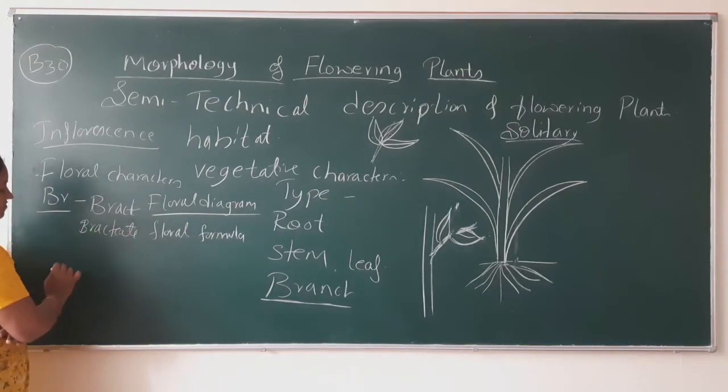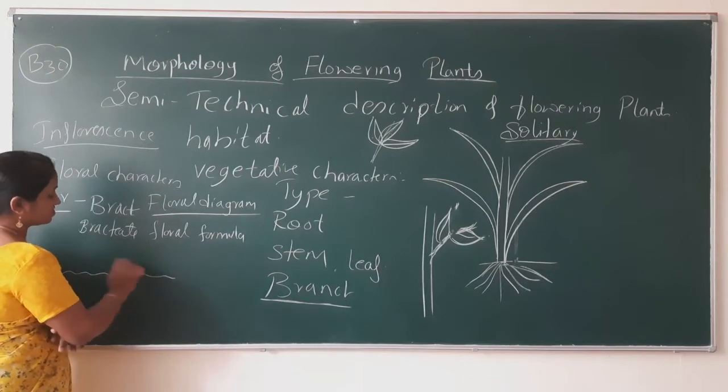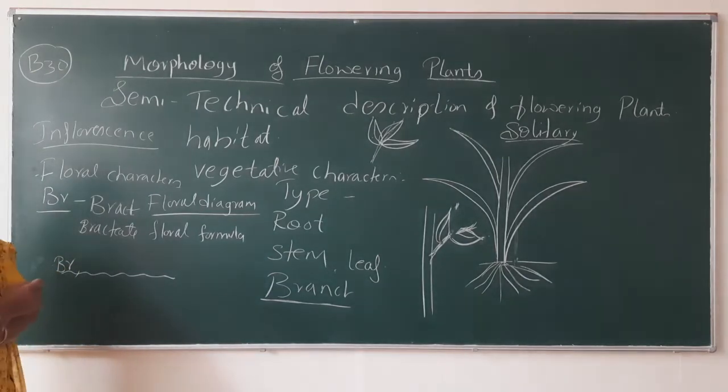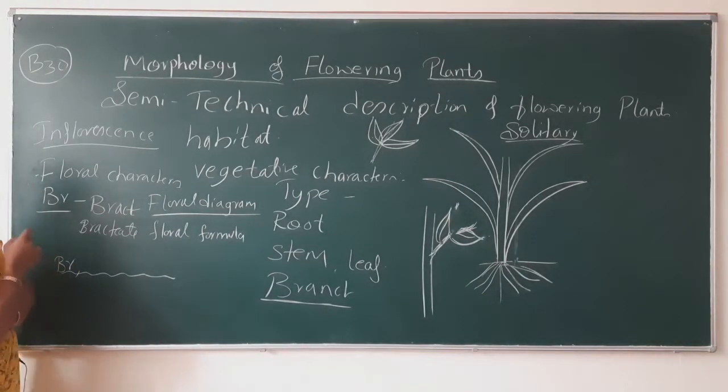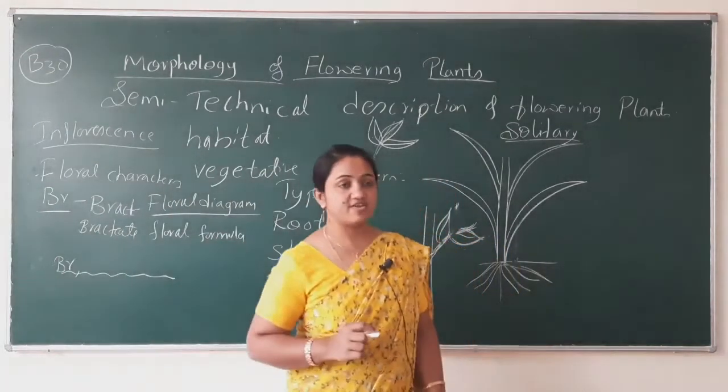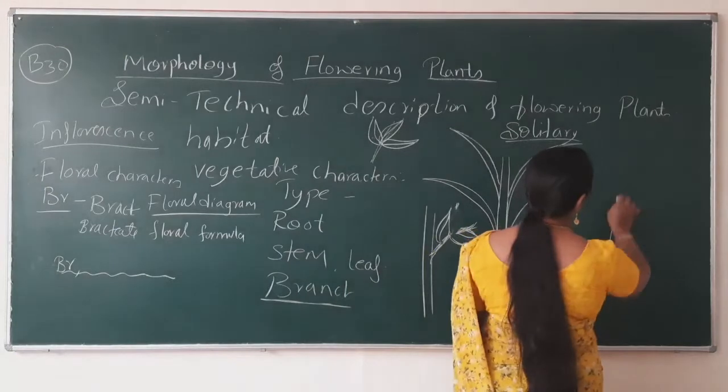Suppose I have written in the formula, consider this is so and so formula, in the flower if I write BR, what does it mean? The flower consists of bract. Bract means the reduced leaf present at the base of the flower.